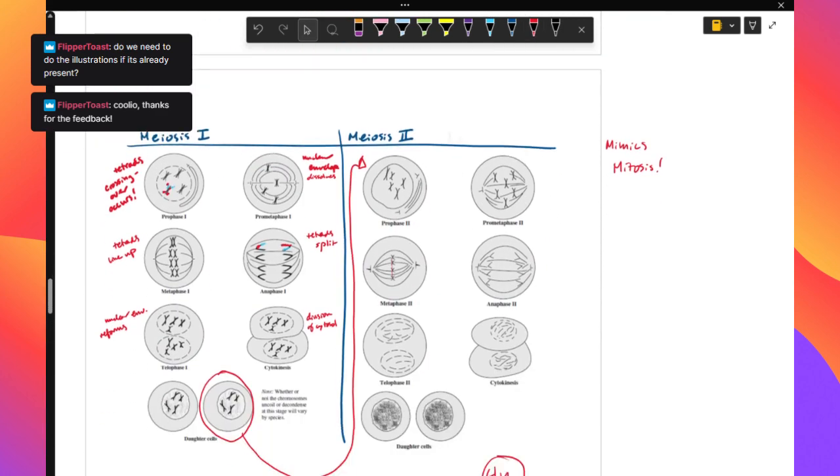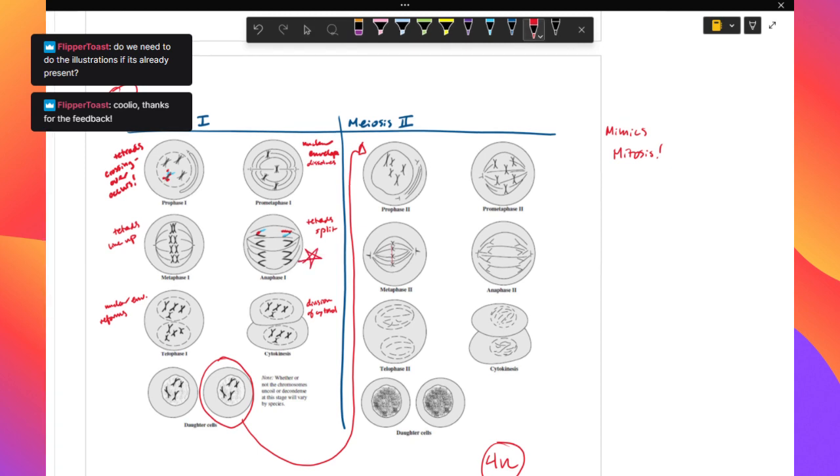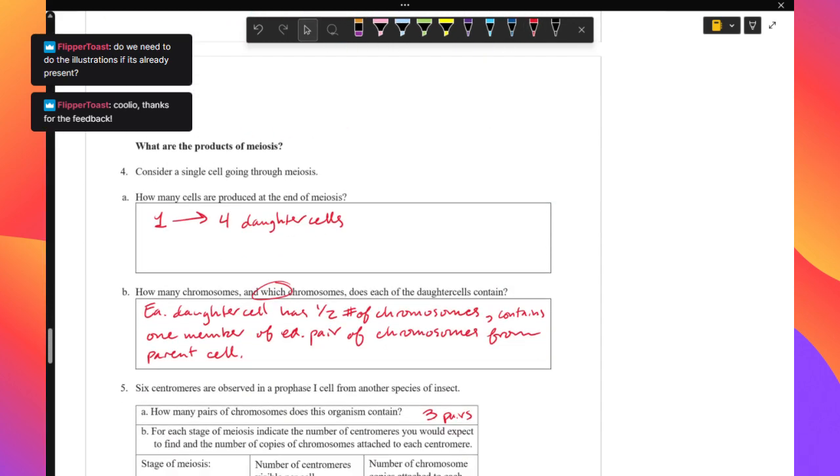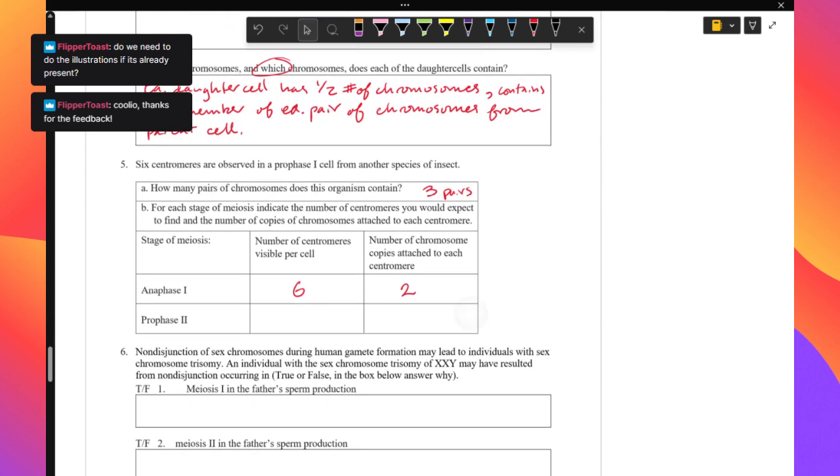Just to visualize this here, we're talking about anaphase 1, right here. So in this particular illustration, we have 1, 2, 3, 4, 5, 6, 7, 8 centromeres, one pair per each of those. Or, excuse me, two pair. Number of chromosome copies attached to each centromere.